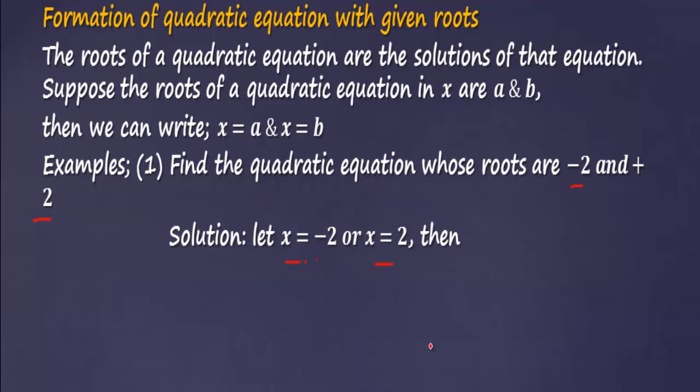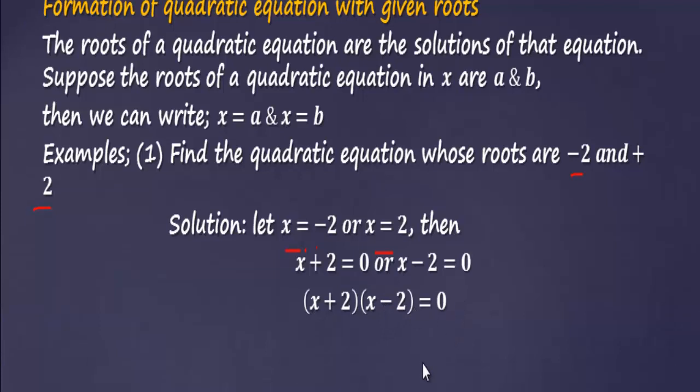Then they say we should find the equation. Then we bring this minus 2 back to x. It's going to turn to plus 2, so x plus 2 equals 0. Are you getting it? And then bring this one back to x. It's going to be x minus 2 equals 0. And then either x plus 2 equals 0 or x minus 2 equals 0. Put them into brackets. 0 is common here. It's now going to be (x plus 2)(x minus 2) equals 0. Are you seeing now?